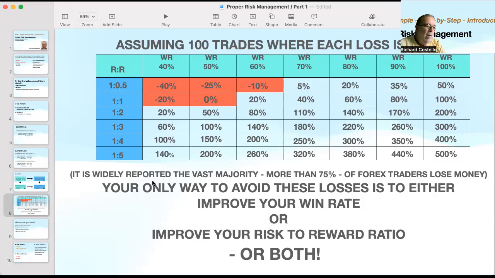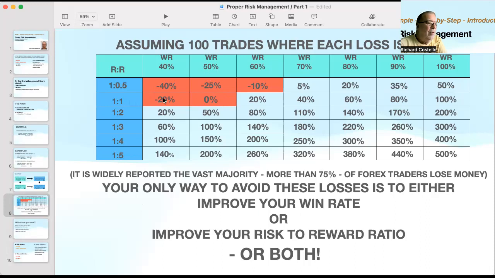So what I'm trying to make clear here is that your only way to improve these losses is to either improve your win rate or to improve your risk to reward ratio, or preferably both. Now let's take a look at a typical trader who's got a win rate of 50% and his risk to reward is 1-to-1. He's actually going to end up with a net gain of 0. He's not losing money, but there again, he's not gaining money.